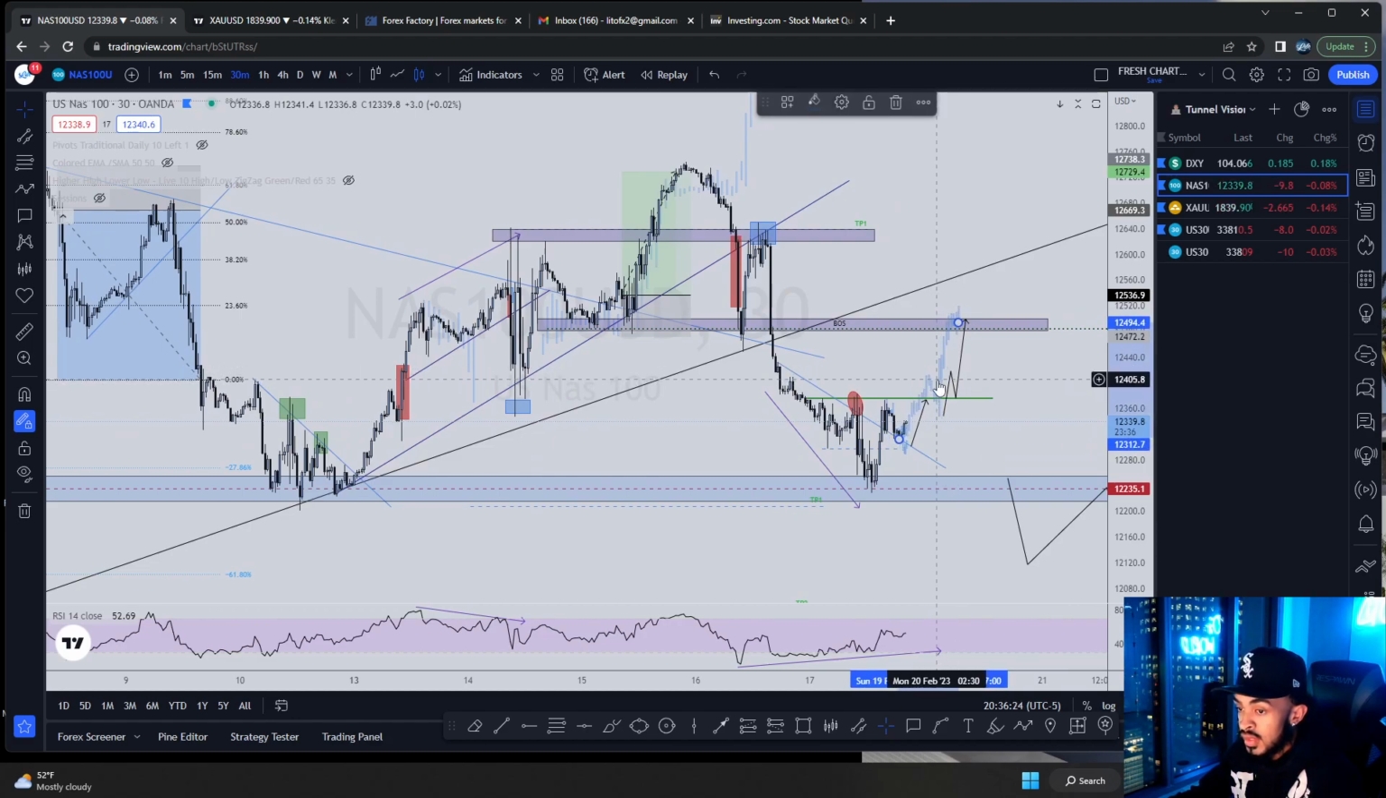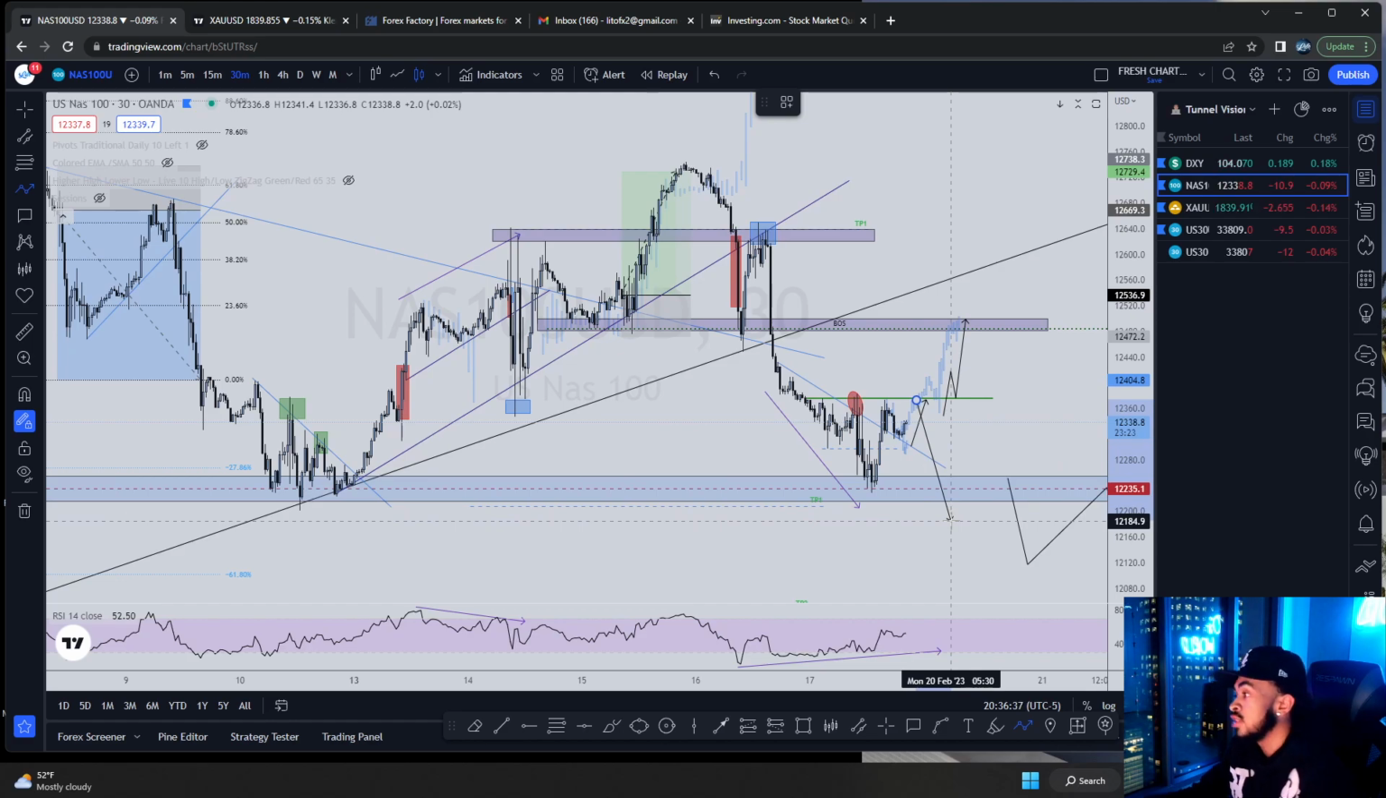So that is the scenario if and only if we can break above this level of resistance. If we come to this level of resistance and we reject it, then we know that we're still heading down. Why? Because we're still in an overall downtrend. So we can't just look to take buys because we think it's going up. We have to wait for the market to tell us, okay, we're going up.